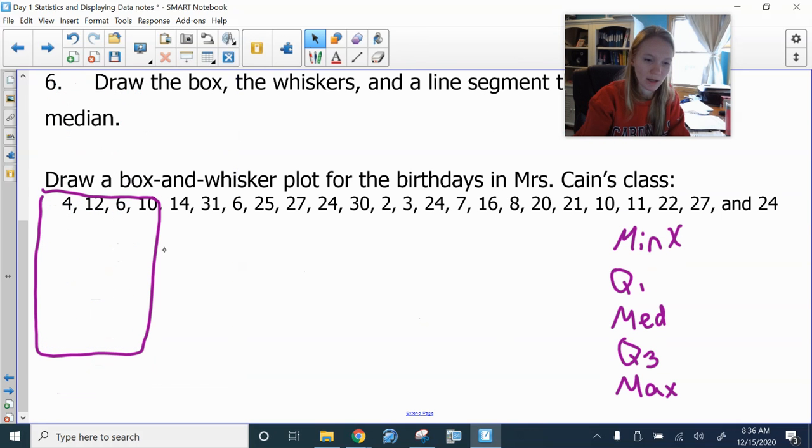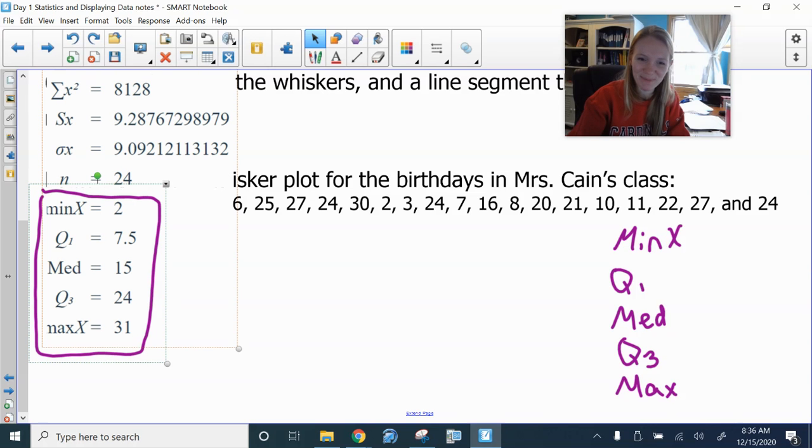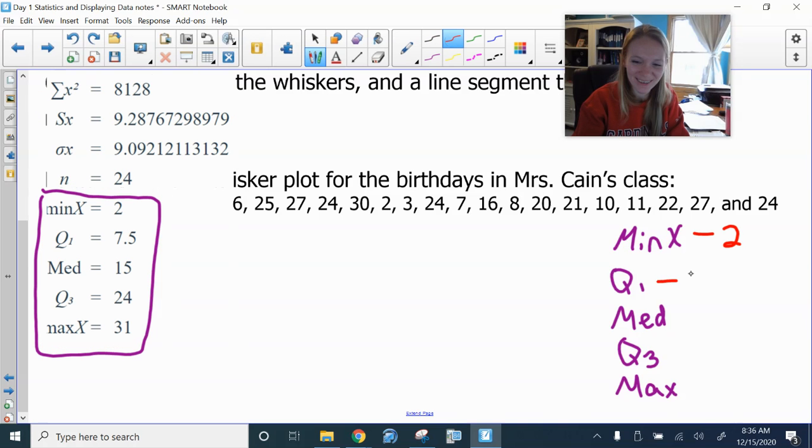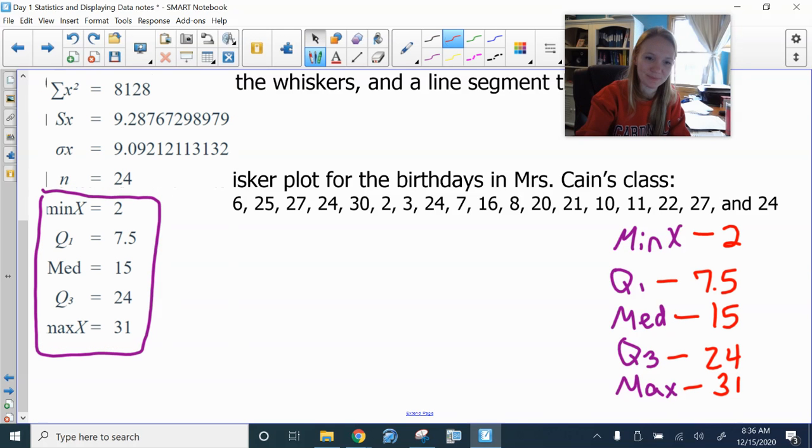Try it again, delete, there we go. Oh, you know what? I can't delete that yet, I need to know what those numbers are. So our minimum we knew was 2, our quartile 1 was 7.5, our median is 15, our quartile 3 is 24, and our max was 31. Now I can delete that.